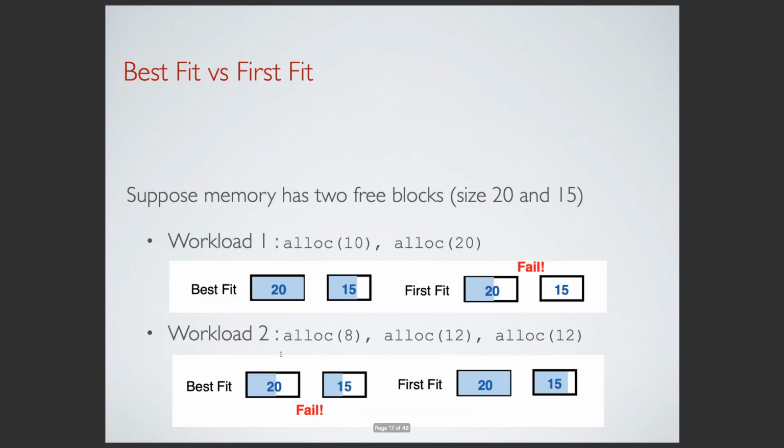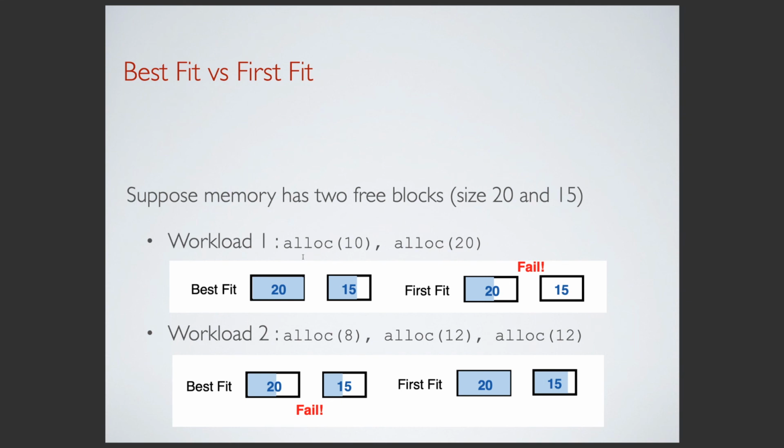So let's try to compare them. Let's try to compare best fit and first fit. So here, let's suppose we have 2 blocks, right? One of 20, one of 15. Okay, and here we're going to take one scenario. We need to allocate a 10 and we need to allocate a 20.